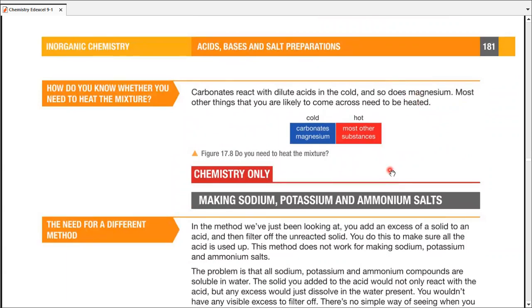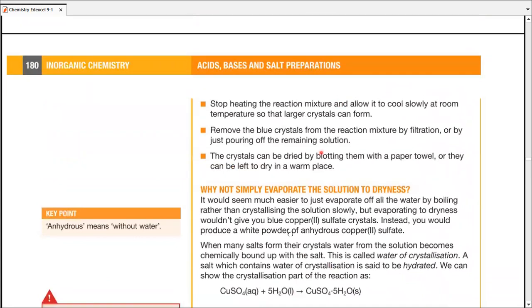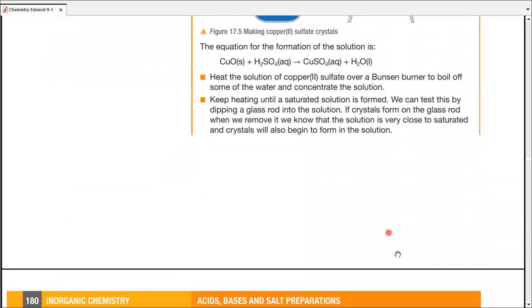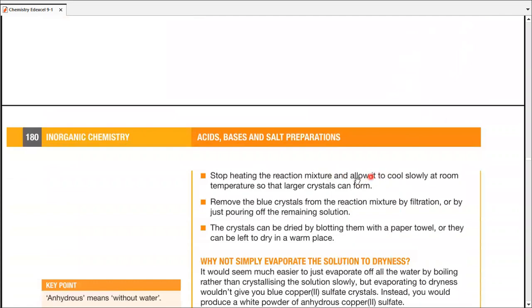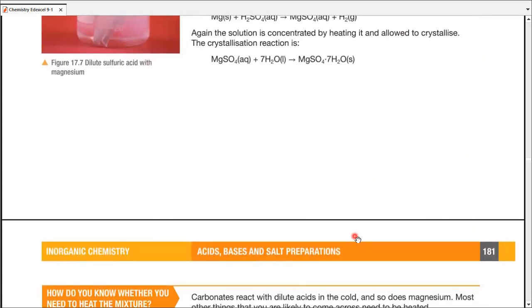Filtration, evaporation, cooling, then drying, all the same steps in the same way. Remember, those steps can be actually named in the same way. So it's reaction first, filtration second, evaporation third step, cooling fourth step, and drying fifth step. This is the five-step process that we can go for.